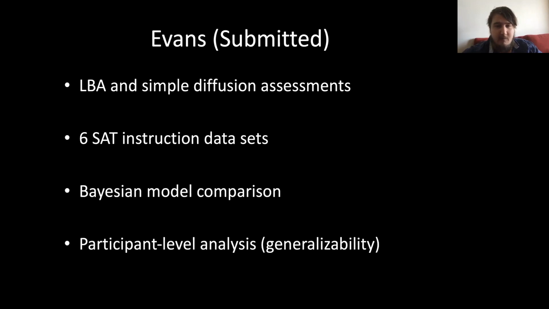Essentially, you tell people either to be speedy in these blocks, so to kind of ignore errors and just go as fast as you can without guessing, or to be very accurate, so to try and get everything right if possible. That's your manipulation, and it's assumed that it should only manipulate threshold, as threshold relates to caution, and these instructions should only manipulate caution. Bayesian model comparison and participant level analysis for generalizability, not super important points though.